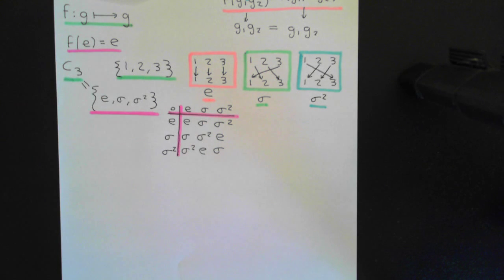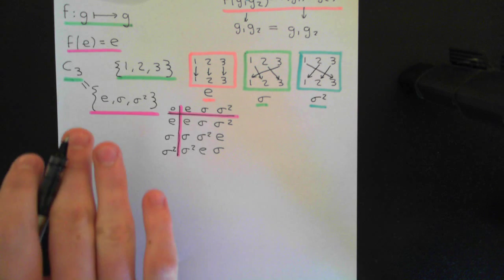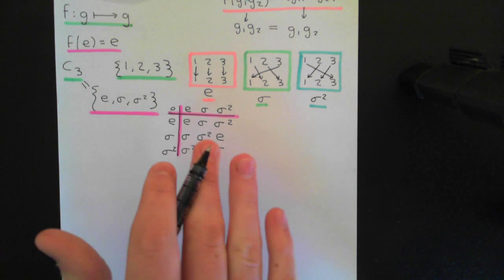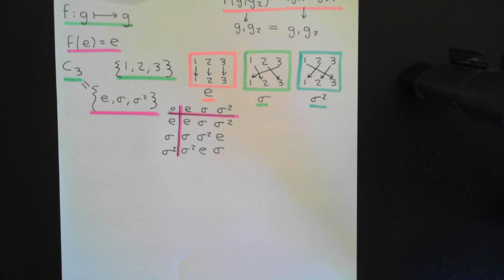So there is our cyclic group on the set of 3 elements. It's got 3 elements itself. And here is its group composition table, and this does obey the axioms of group theory. It's closed, it obeys associativity, it has an identity element, and it has inverses.